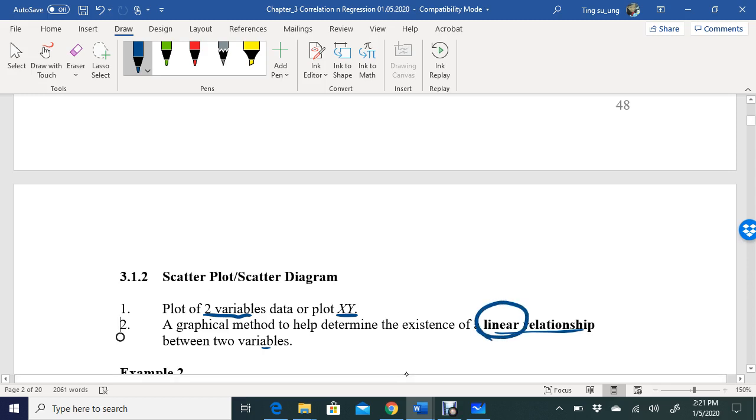Linear means that it will be either a straight line going up, meaning the slope is positive, or going down if the slope is negative. You just have the pattern of it. You don't need to have lines in between. So how does the pattern look like? Let us go to the next part.